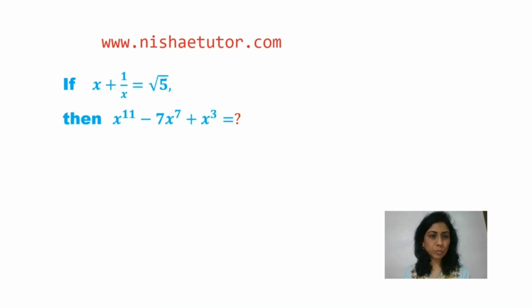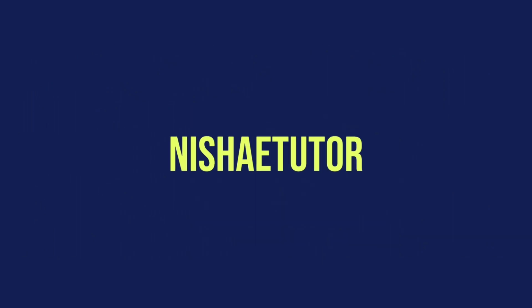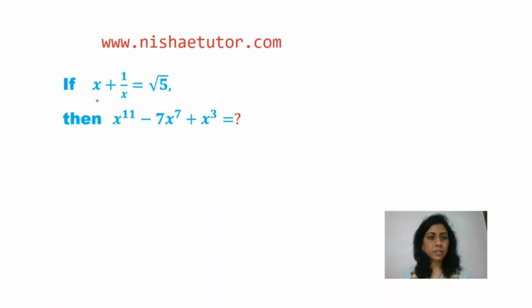If given x plus 1 upon x is equal to square root 5, then find the value of x to the power 11 minus 7x to the power 7 plus x to the power 3. Here the given condition is this one: x plus 1 upon x is equal to square root 5.